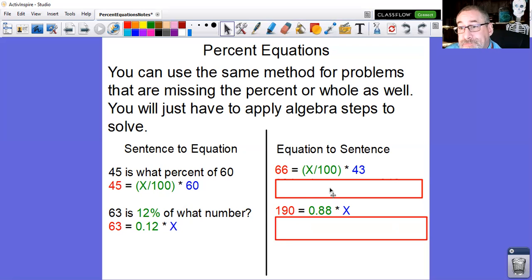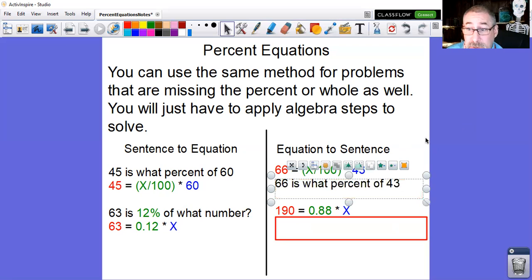All right. So going from the equation to the sentence is the same thing. We're just going backwards. So 66, the equal sign is my is. I don't know the value, but it's over 100. It's a fraction, so it's got to be my percent. So what percent? Multiplication symbol becomes the of, and then my last number. We'll just write it as it reads. 66 is what percent of 43?